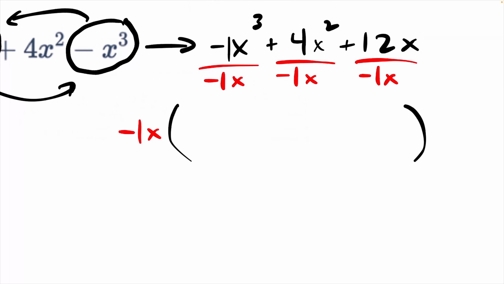-1 divided by -1 makes +1. If I take away 1 power, I get 1x2. -1 divided by +4 makes -4. If I take away a power, I get x.